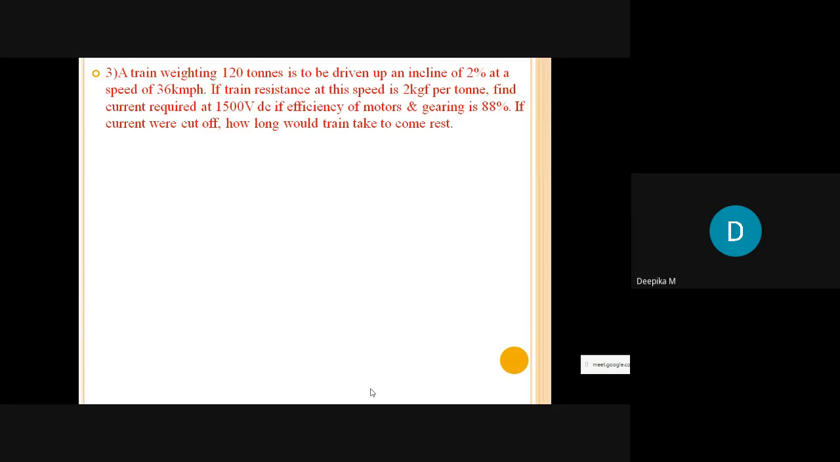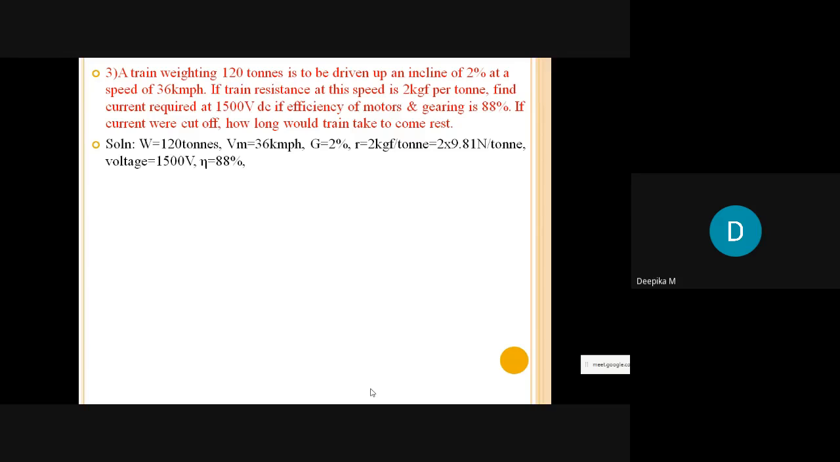So when we cut off the current, we'll be cutting it off during the coasting period. That is, as I told you, the train will be running on its own momentum. So therefore, I have to calculate the time T3 here. So how long would the train take to come to rest? We have to calculate the coasting period, which is nothing but T3. So this is the given data and this is the parameter we have to calculate.